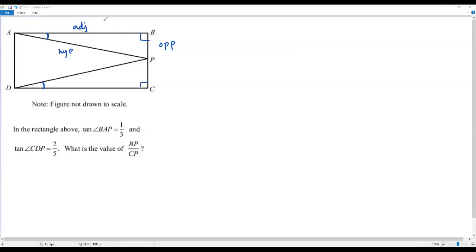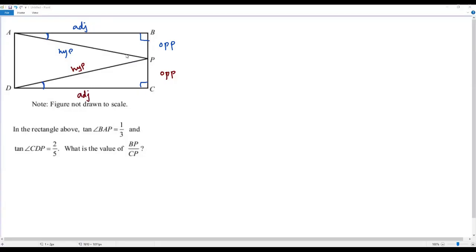Okay, let me do the same thing for the right triangle PDC over here. Considering this angle measure, this side PC is the opposite side, and this side opposite to the right angle is called the hypotenuse, and the third side is the adjacent side.